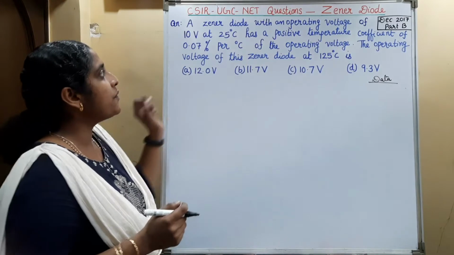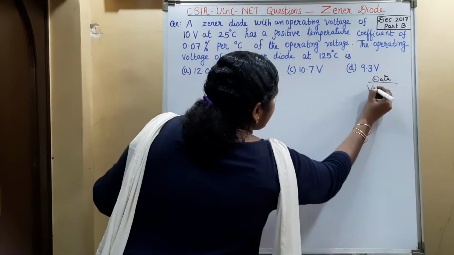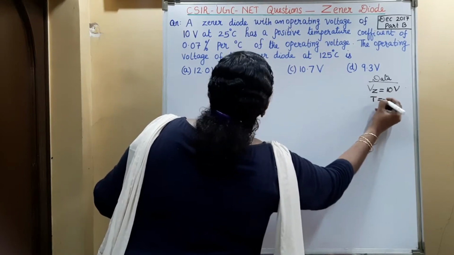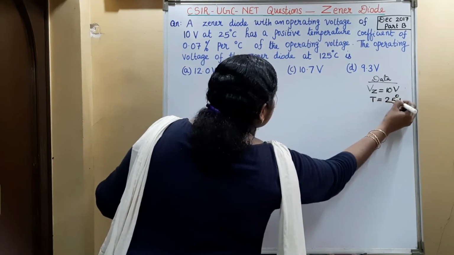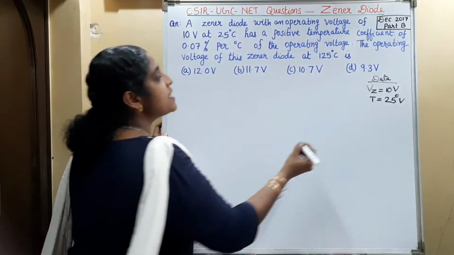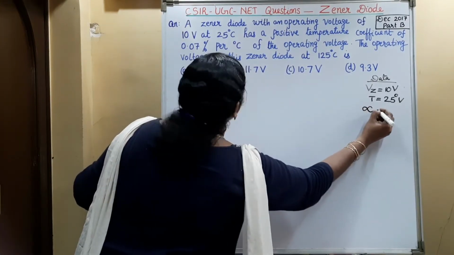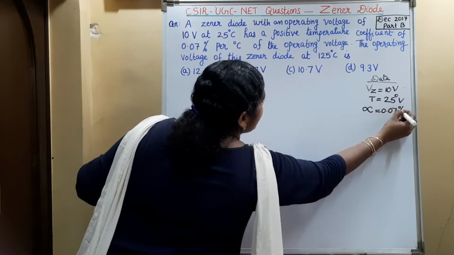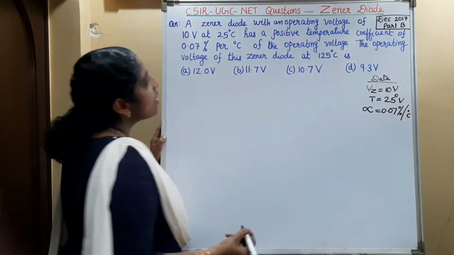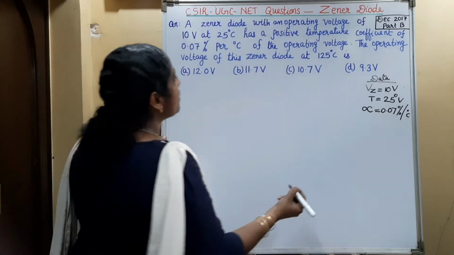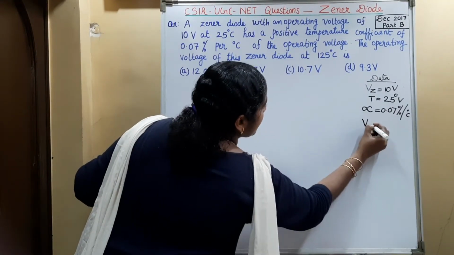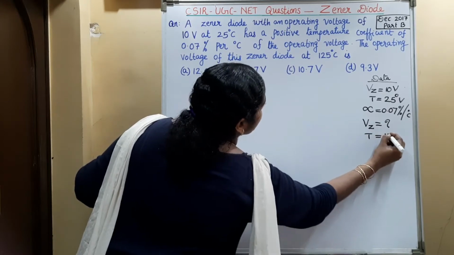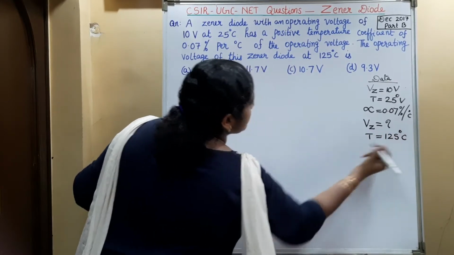A Zener diode with an operating voltage, that is Zener voltage, equal to 10 volt at a temperature of 25 degrees Celsius. It is having a positive temperature coefficient equal to 0.07% per degree Celsius of the operating voltage. The operating voltage of this Zener diode at temperature 125 degrees Celsius is.